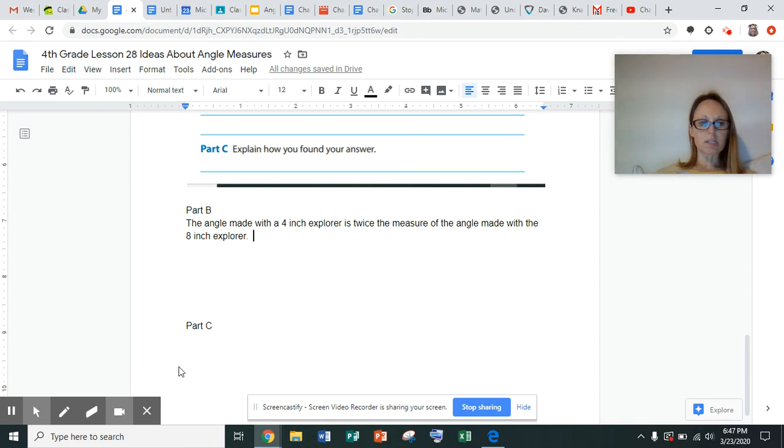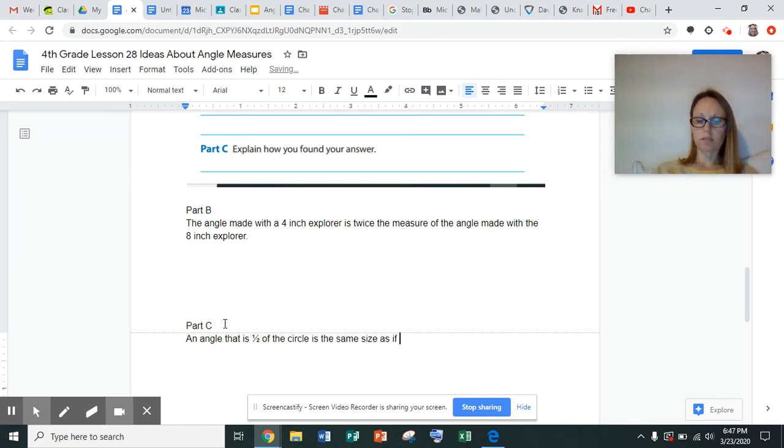And then part C says, explain how you found your answer. So we found our answer because an angle that is half of the circle is the same size as if you combined two angles that are 1/4 of a circle. The length of the rays do not affect the measures of the angles.